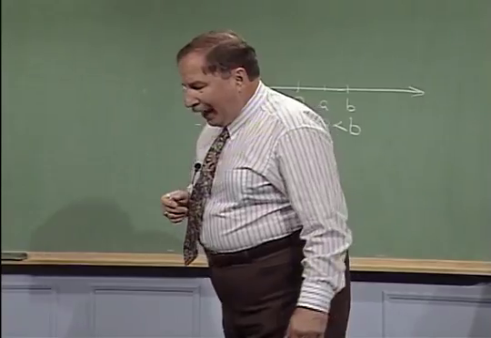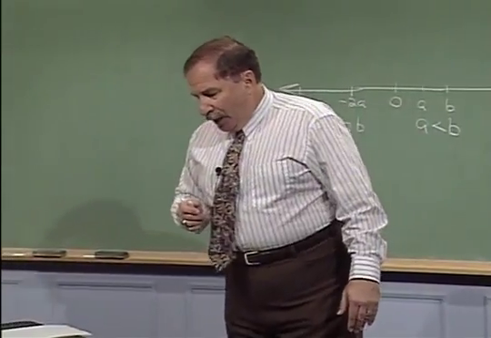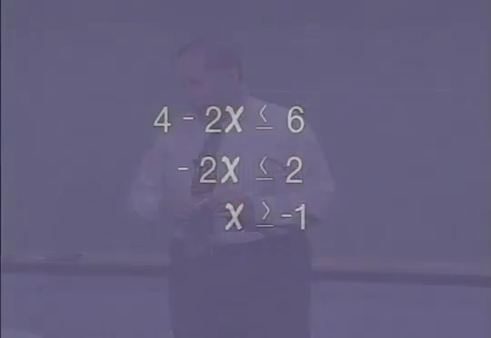So let's take a look at the next visual. The next visual has an inequality, 4 minus 2x is less than or equal to 6. We start off the same way as we did with other inequalities and equations. We subtract the 4 to isolate the negative 2x. Negative 2x is less than or equal to 2. We divide both sides by a negative 2. We are dividing by a negative. So x becomes greater than or equal to negative 1.